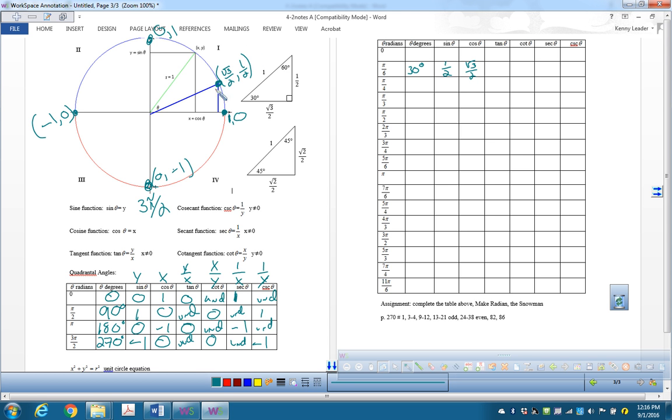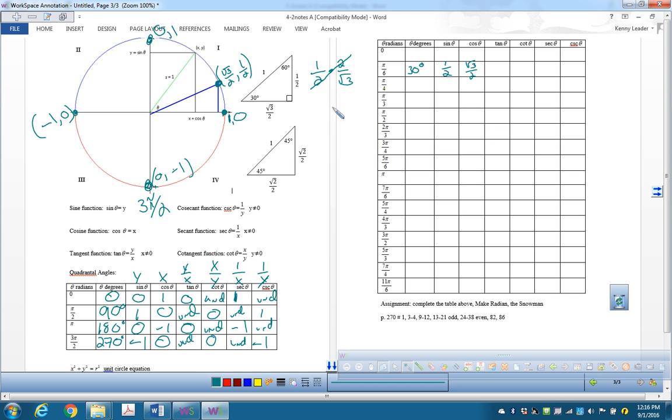It's y over x, right? So we'll do a little math here. We'll go 1/2 divided by square root of 3 over 2. Do you know copy dot flip? If you're dividing by this number, you flip it, and so you put the 2 up here and the root of 3 down here. Understand what I just did? I'm finding the tangent of 30 degrees.